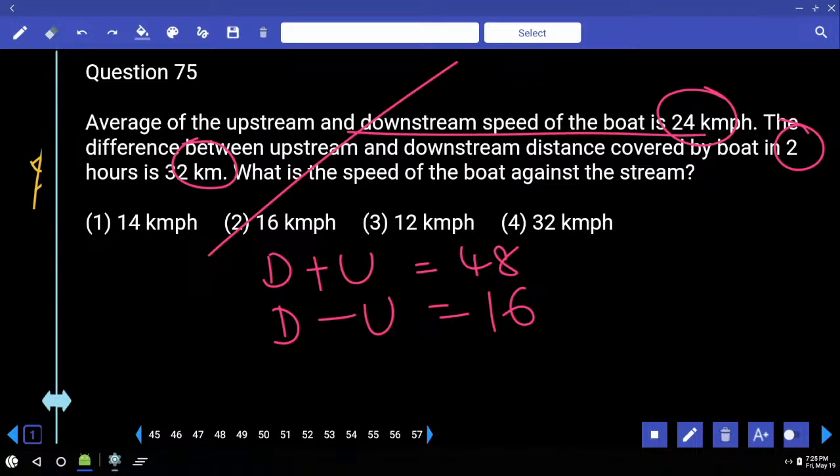D plus U, D minus U. Find the D value and U value individually, the U is 16. He is asking for the speed of the boat against the stream, that is U, upstream.